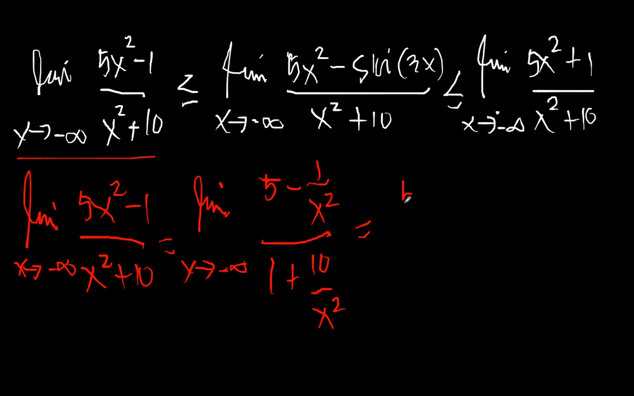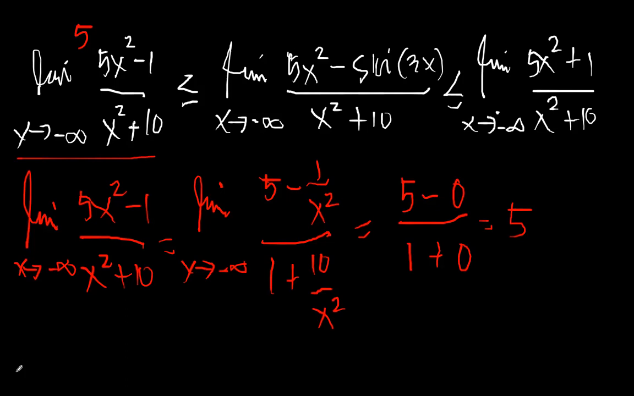So the limit of 5 is 5, of course, and the limit of 1 over x squared is 1 over infinity. That's 0, right? And the limit of 1 is 1 plus, what's the limit of 10 over x squared as x approaches negative infinity? That's 10 over positive infinity, so that's 0. So this becomes 5. Therefore, the limit on the left-hand side is 5. So let's write it down here.